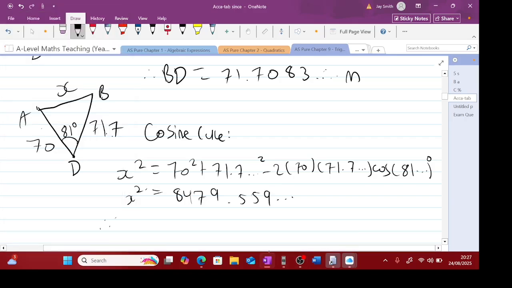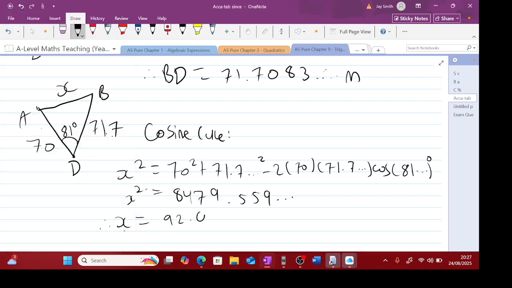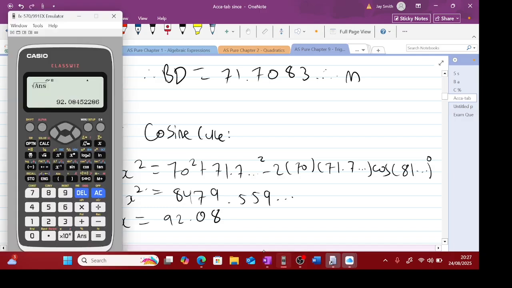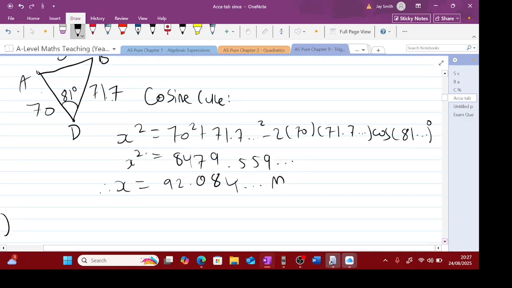So then to get X, I need to square root both sides. And I get 92.084 blah blah blah meters. I could round that then if I wanted to: 92.1 meters to 1 decimal place.